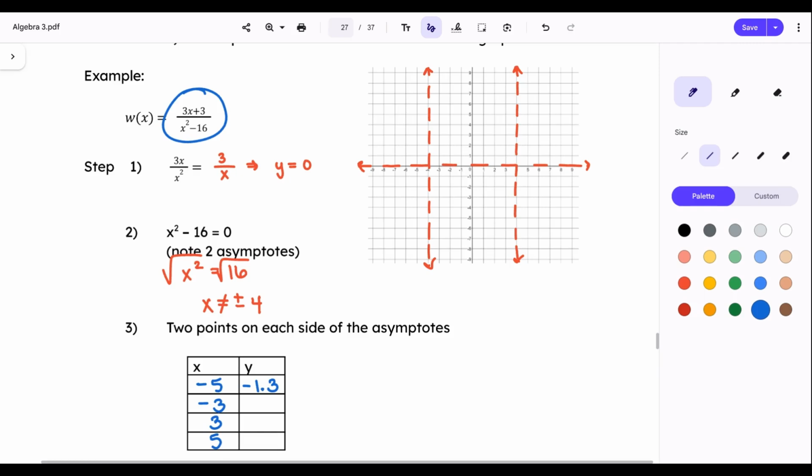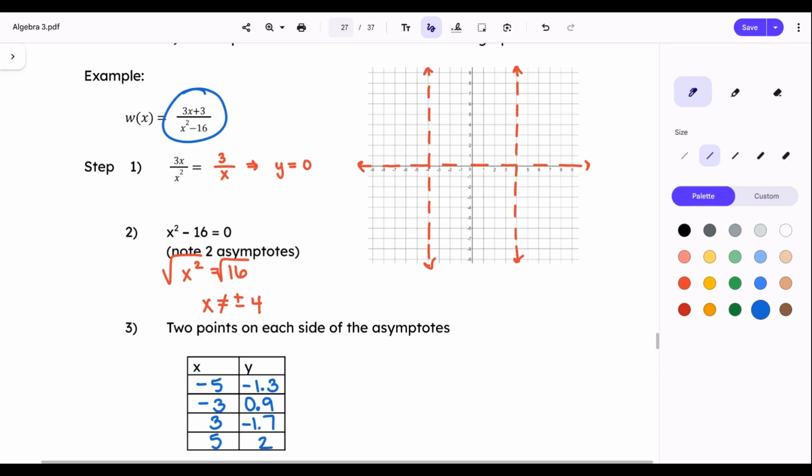How about at -3? 0.85 you said? I'm just going to round it to 0.9 then. How about at +3? Okay. And at 5? 2. A nice one there, at least.